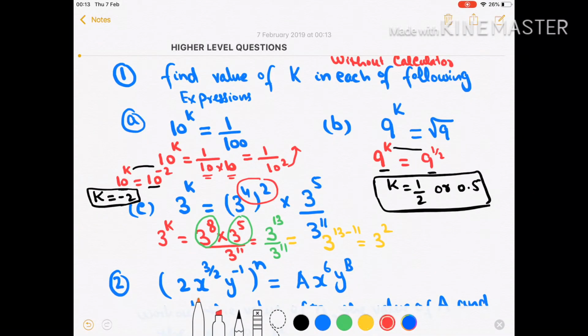So on the left side 3 to the power k, and on the right side 3 to the power 2. The bases are the same, so the powers are equal. So then k equals 2. K is equal to 2.